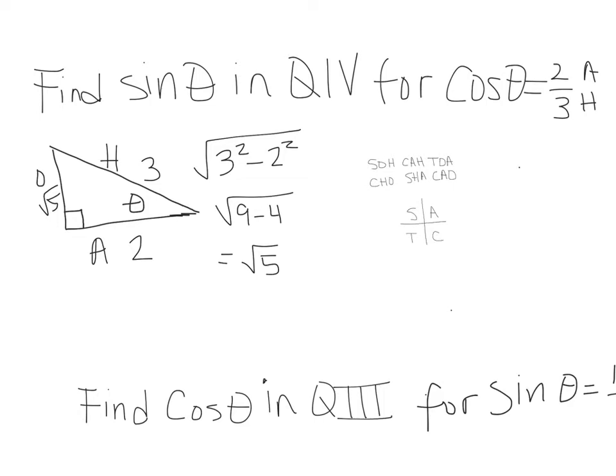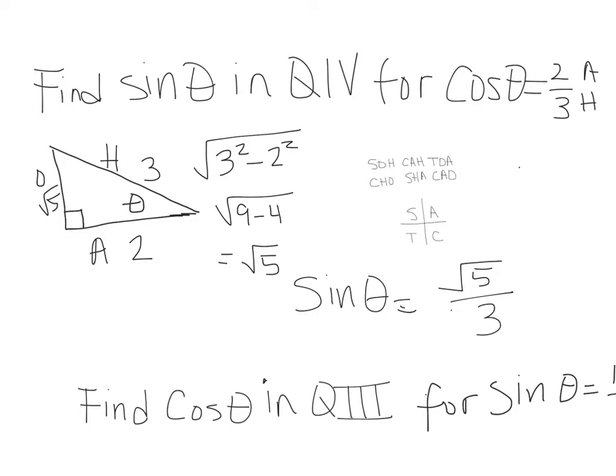Now, they want the sine. The sine, as you might recall, is the SOH right here: SOH CAH TOA. It is the opposite over the hypotenuse. So for me to write out the sine of theta, it is going to be the opposite, which is the square root of 5, over the hypotenuse, which is 3.